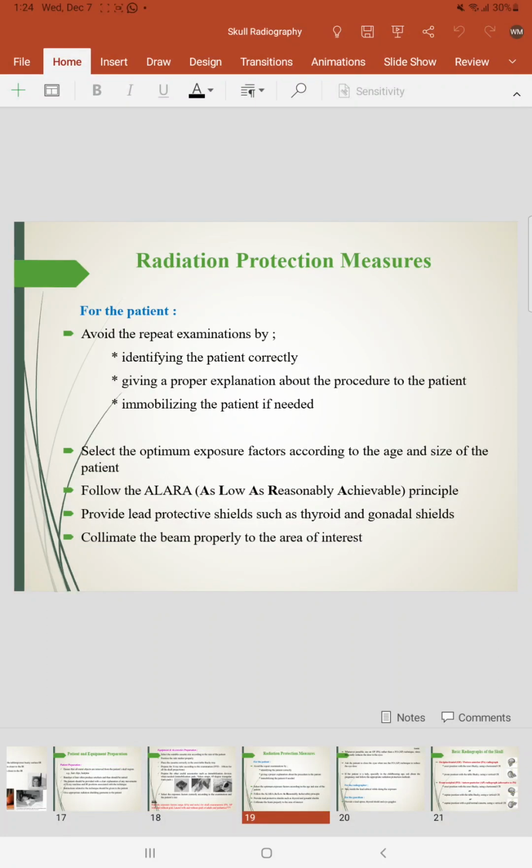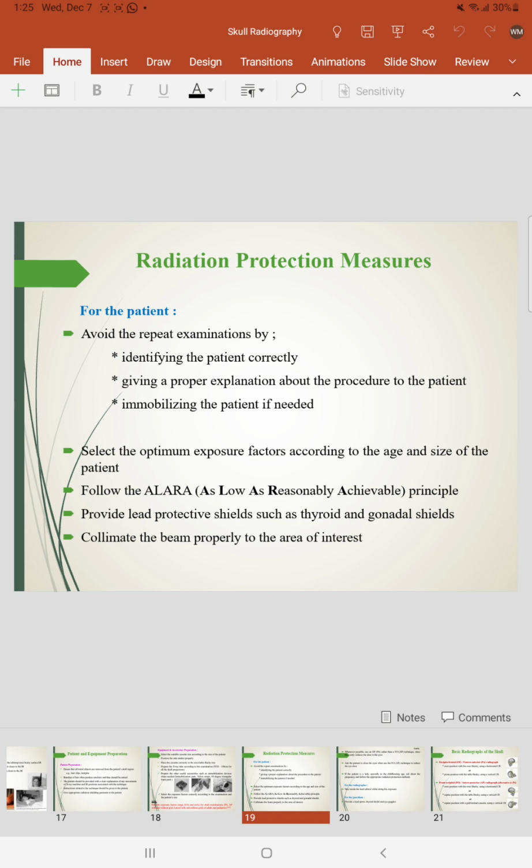Hello everyone. Today we will continue the skull radiography lesson. Today we will learn about the radiation protection measures first. So, for the patient, avoid repeat examinations by identifying the patient correctly. Then, give a proper explanation about the procedure to the patient. Then, immobilize the patient if needed.